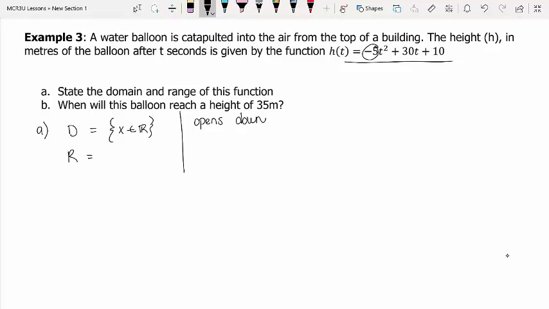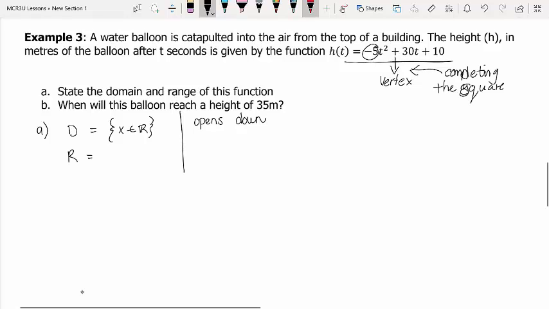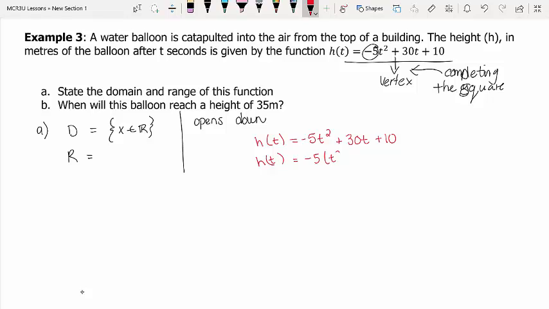So if you remember, to go from standard into vertex form, we are able to do that by completing the square. So let's review completing the square. We start with our original function in standard form. You would have learned this in grade 10. The first thing that you do is factor the a value out of the first two terms. So our a value is negative 5.